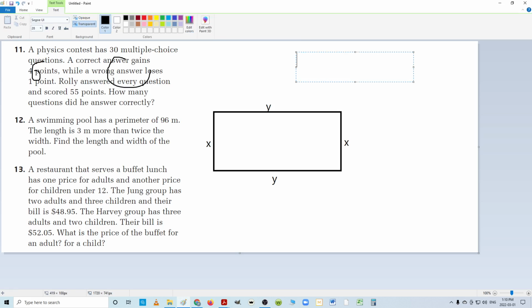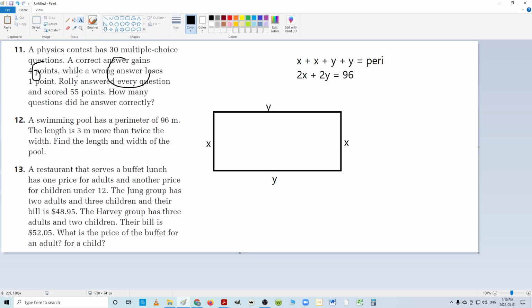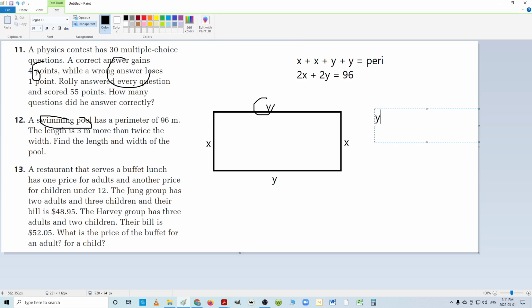And how did I come up with that? It's x plus y is equal to the perimeter. But that's 2 x's and 2 y's add up to the perimeter, which I've been told is 96. So that's one bit of information. But I've also been told the length is 3 longer than twice the width. So the length is y, the length is 3 more than twice the width.